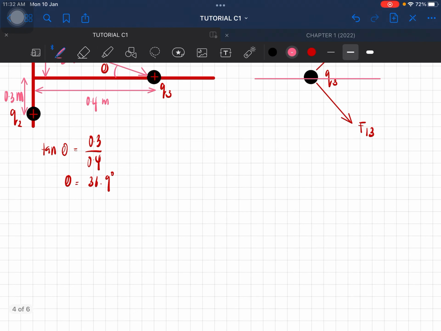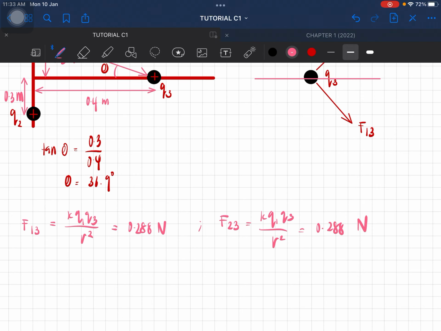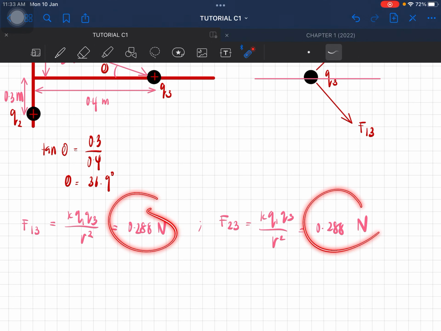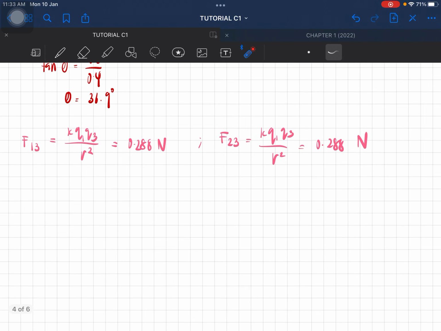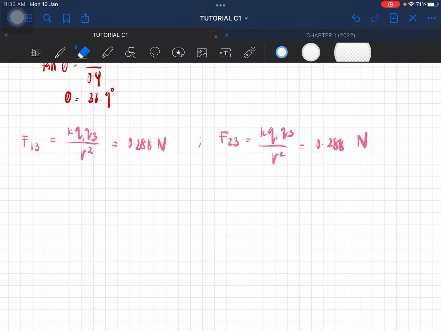Okay, now we can calculate the force F13 to be equal to K Q1 Q3 over R squared. So you'll get 0.288 Newton, and then for F23, do the same thing, just change the charge, and you get 0.288 Newton as well. Okay, why is it the same? Is this because the distance is the same and the value of the charge is also the same? Sorry, this should be 2.